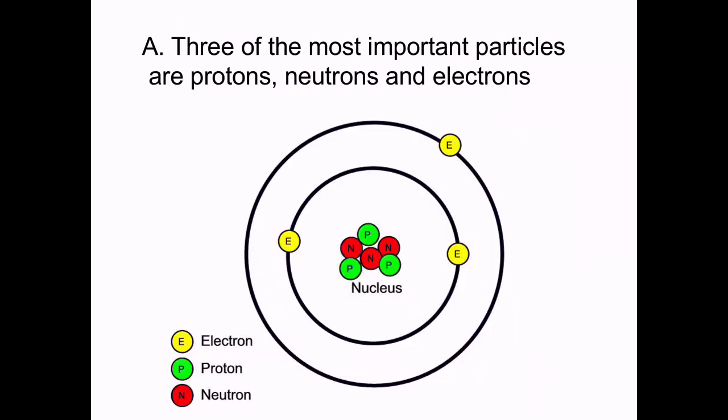Three of the most important particles are the protons, the neutrons, and electrons. And as you can probably imagine, the part that we are interested in going forward with electricity are the electrons. Those little suckers are what we harness to power our devices.